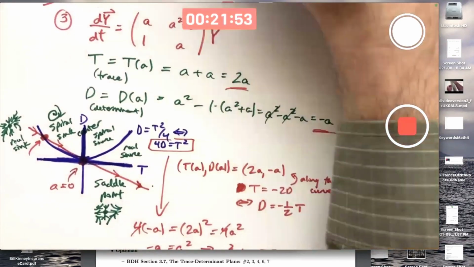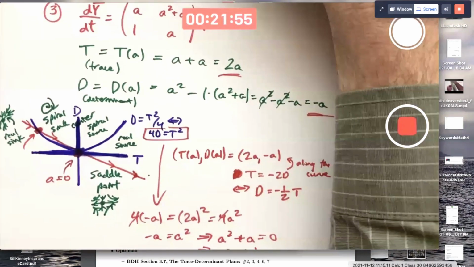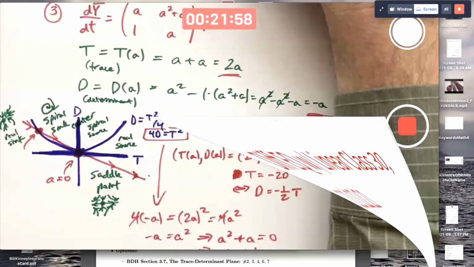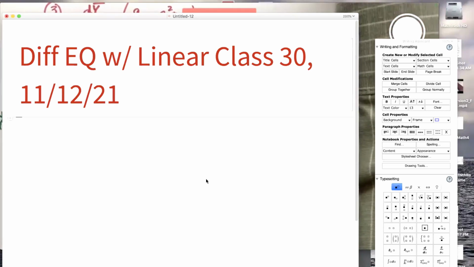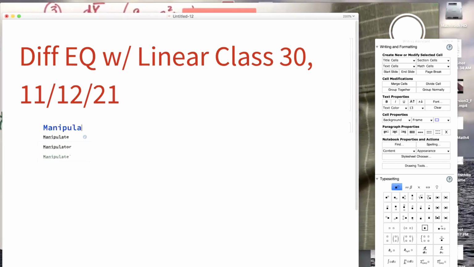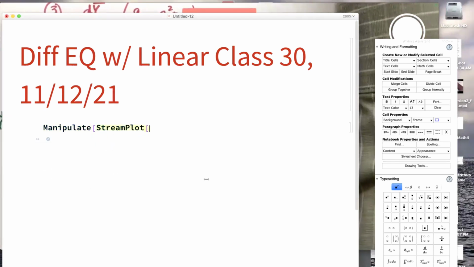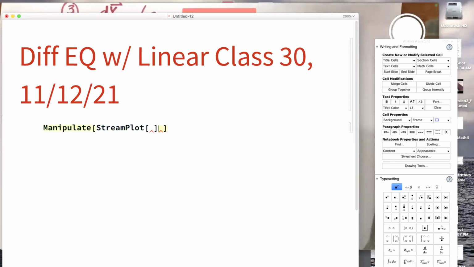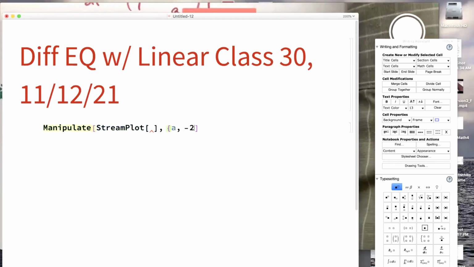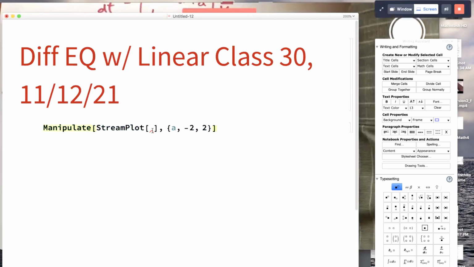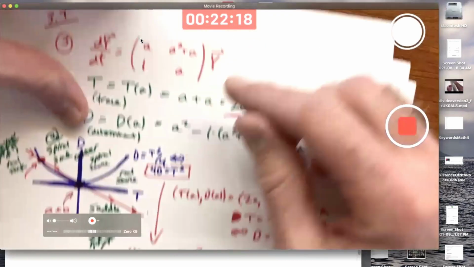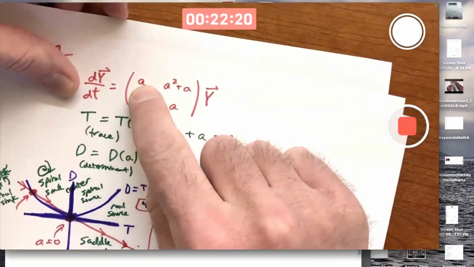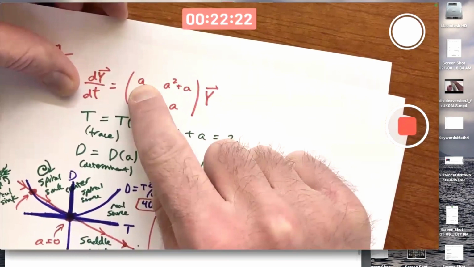So let's take the time to use Mathematica to animate this. Quickest way to do that is just to animate the stream plot as a varies, say, from -2 to 2. Stream plot of what? Stream plot of the vector field corresponding to this matrix. So a times x.